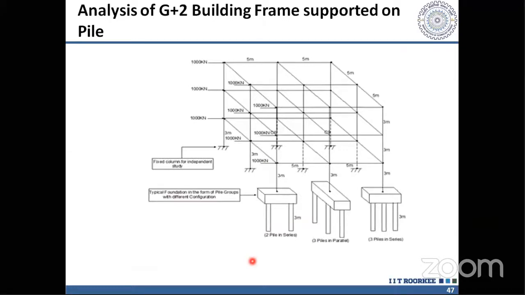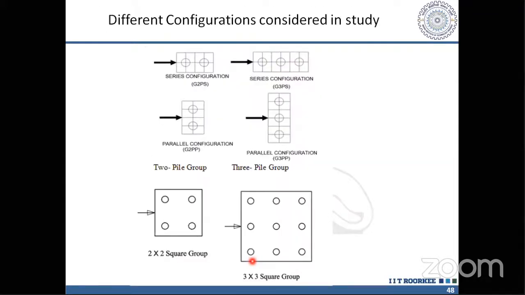Now that was for G plus building with single story. Now we analyze a building with G plus two here. In this case, we have used six combinations. Means four previous combinations, that is two piles in series and parallel, and then we have also used square piles, 2x2 and 3x3.